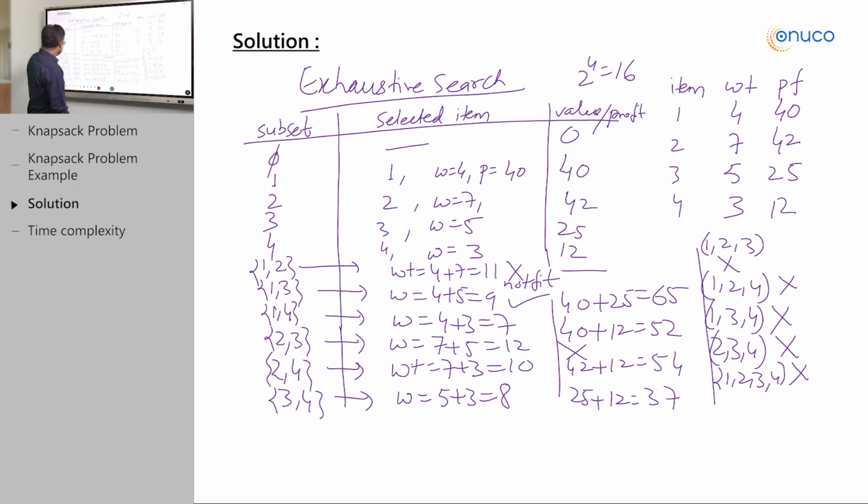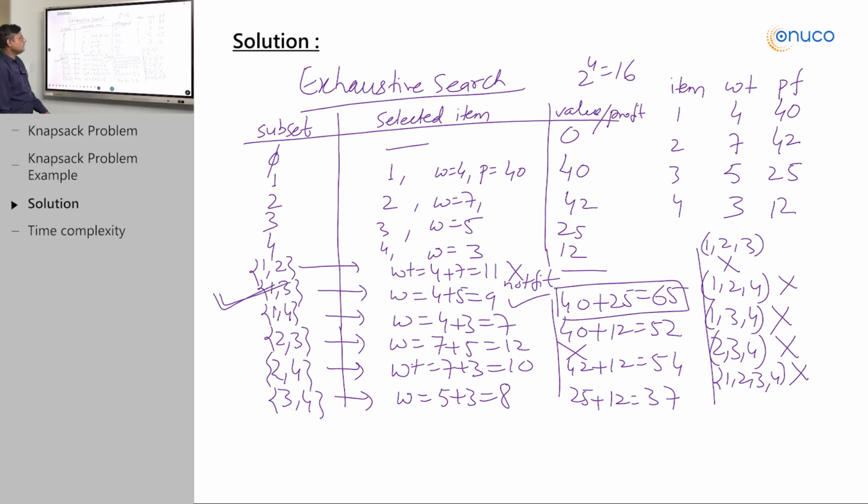So we have explored all possible cases, the number of subsets 1, 2, 3, up to 16. All 16 subsets we have tried, and we found the maximum profit. Maximum profit here is 65, right? So what elements have we selected? First and third element.